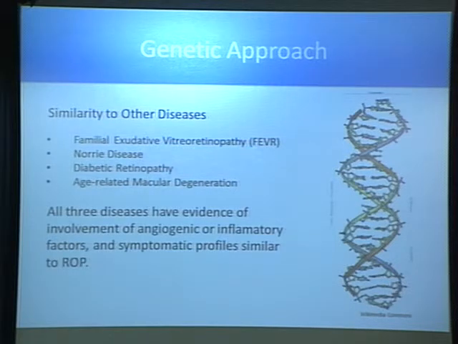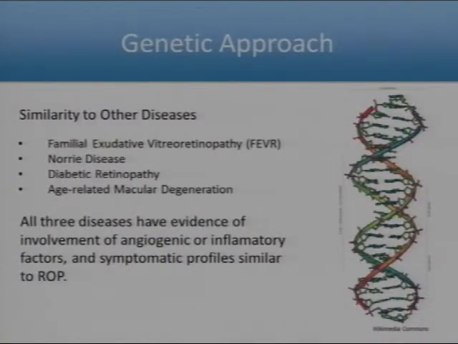So when we're looking at targets, one of the other things that we look at is what other diseases are similar to this one. And there's a syndrome called FEVR, which is very, very close in its phenotype to retinopathy of prematurity. And that has some genetic research done in it already because it's X-linked. And so it's a little bit easier to identify. And Norrie disease is another one that has some genetic basis for the mechanism of disease. And then diabetic retinopathy and age-related macular degeneration are two other things that we're looking at for candidate genes to try and figure out how the mechanism of retinopathy of prematurity could work.